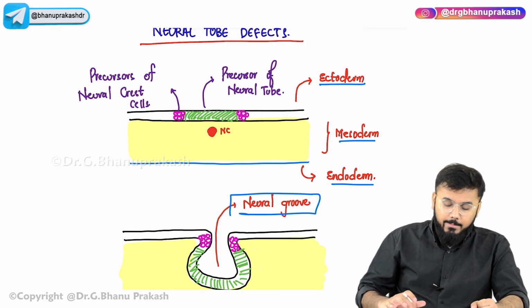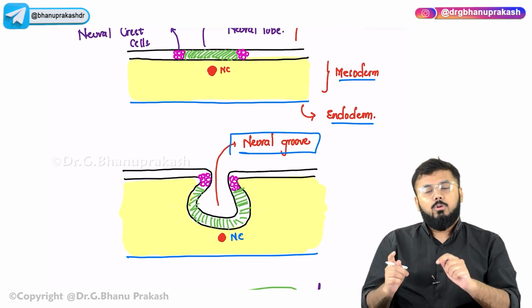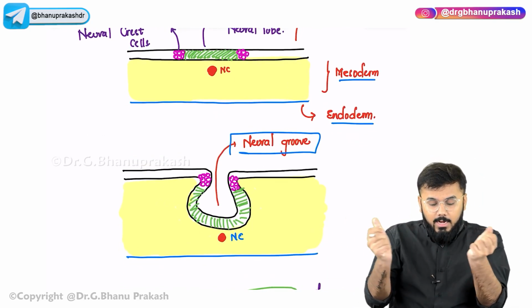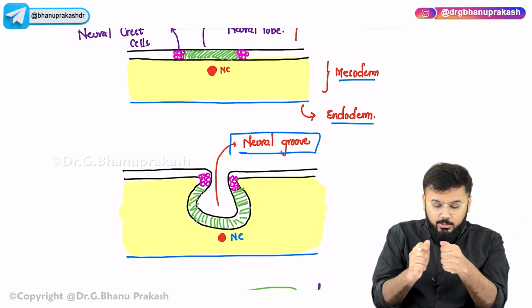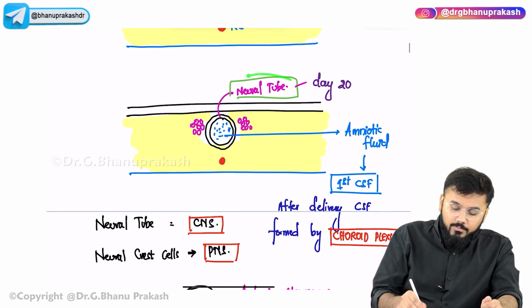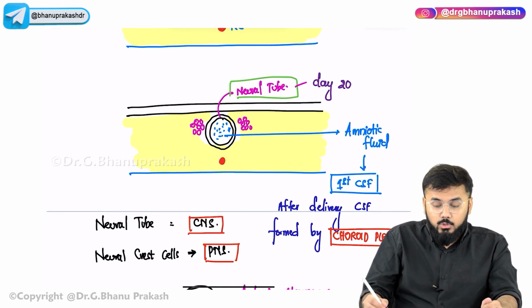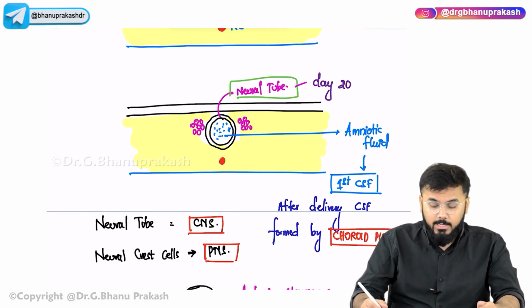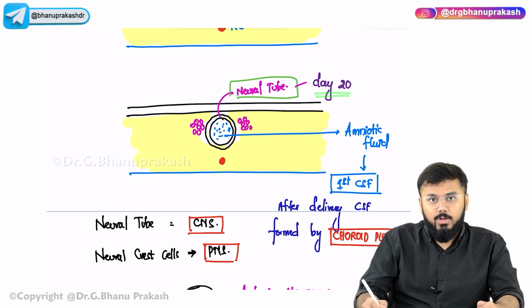So what is going to happen is that the neural crest cells on both sides come towards each other and pull this entire structure together. Overall, that would lead to the formation of the neural tube in the center. So when is the neural tube formed? The neural tube is formed on day 20.